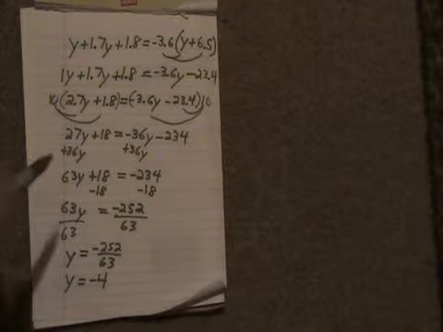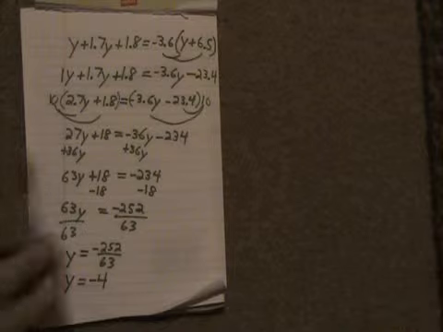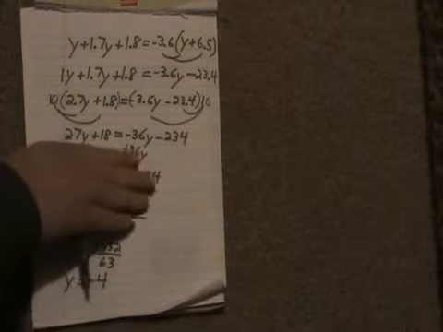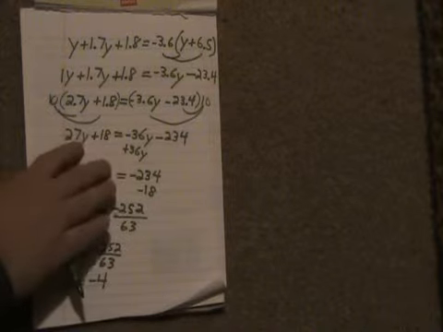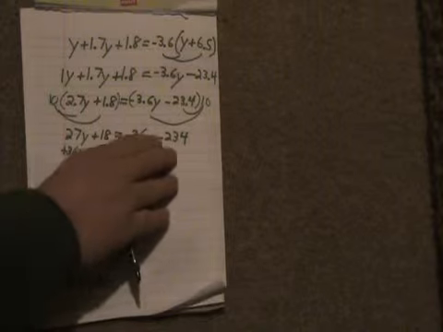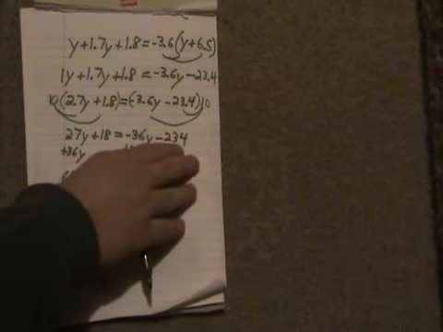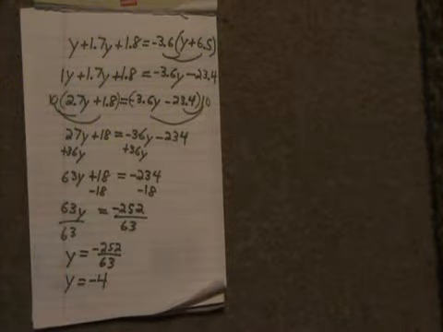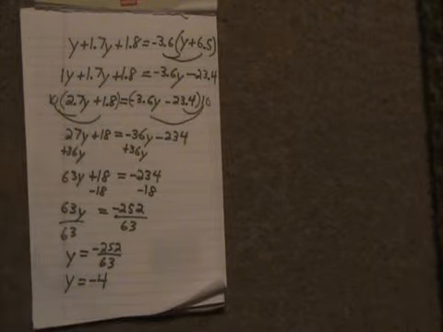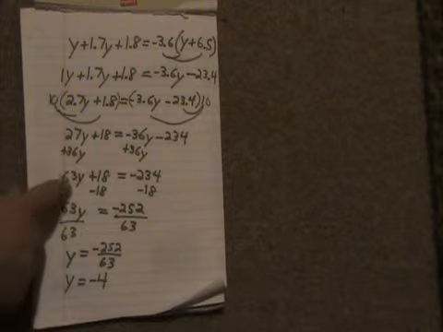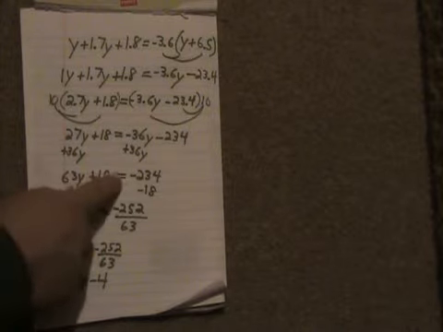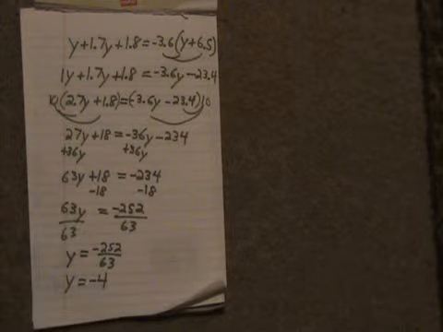So we've got that taken care of, and once we did that, we ended up with 27y plus 18 equals negative 36y minus 234. Okay, so after I took care of that, I added 36y to both sides. When I did that, I got 63y plus 18 equals negative 234.